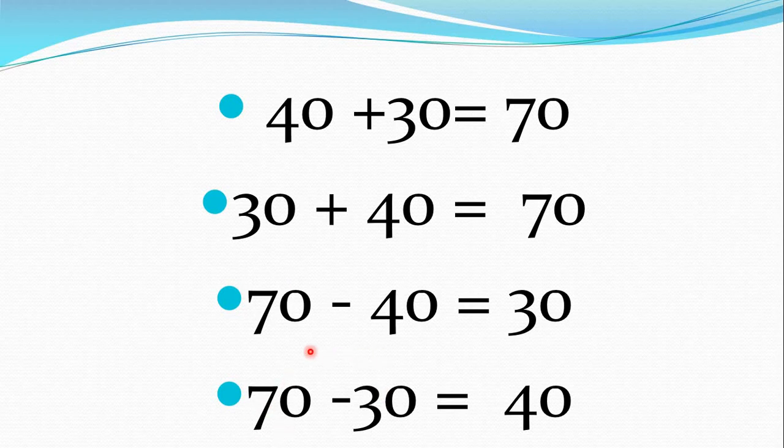Number family. 70 minus 40 is equal to how many? 30. And here 70 minus 30, how many? 40. Understood all students? 70 minus 30, how many? 40. 7 minus 3, how many? 4. 0 minus 0 is equal to 0. And here 7 minus 4. So how many? 3.